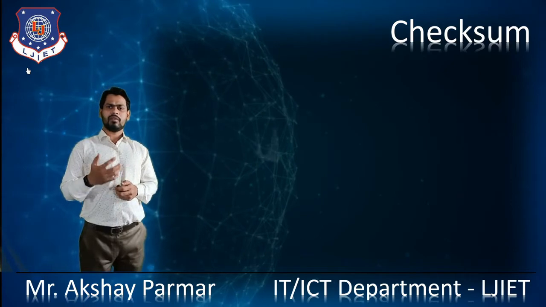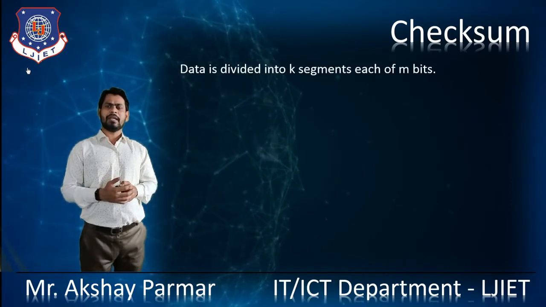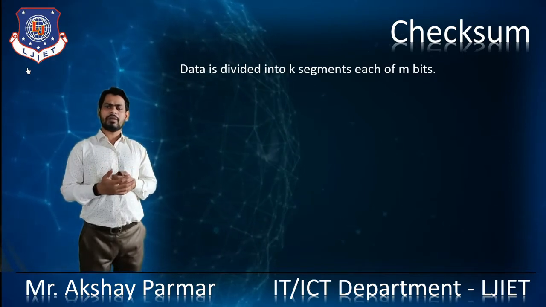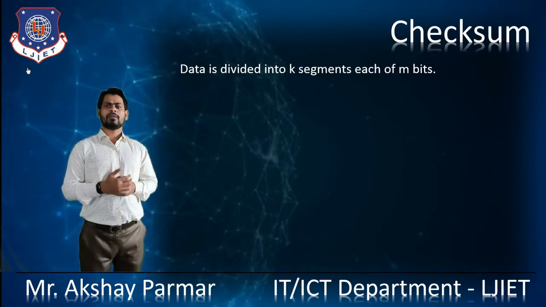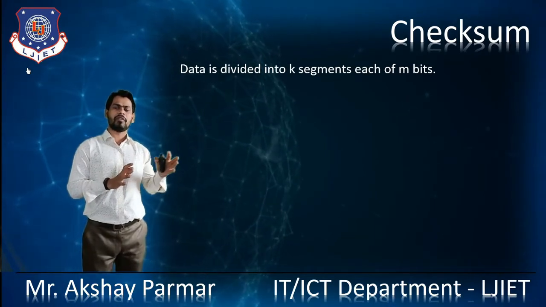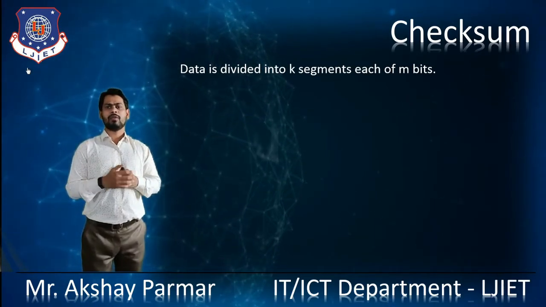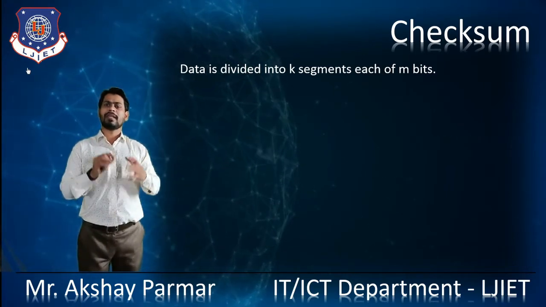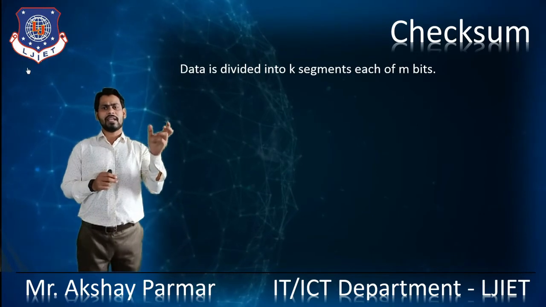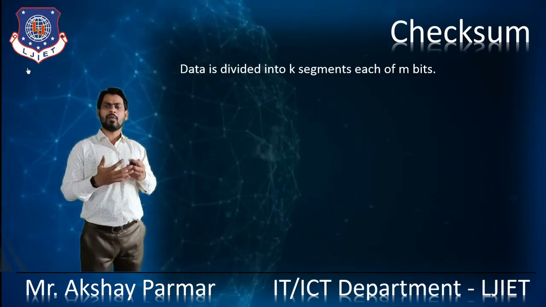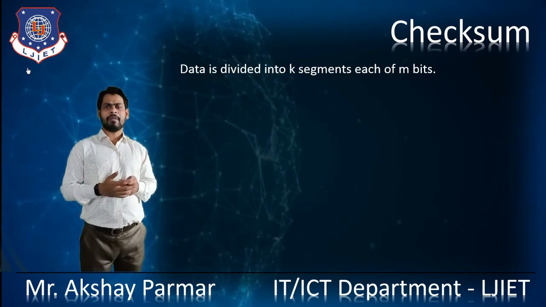After that, how does the checksum work? Let's see. Data is divided into k segments, each of m bits. So the whole data, the n number of bits, is divided into k segments, and each segment has m bits in it. That's how you divide your data.